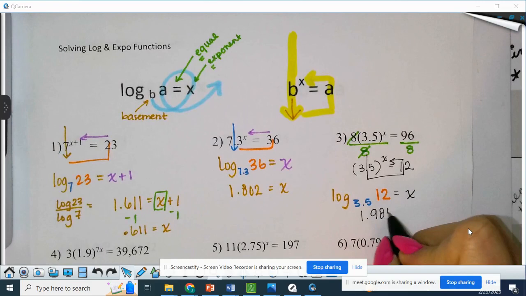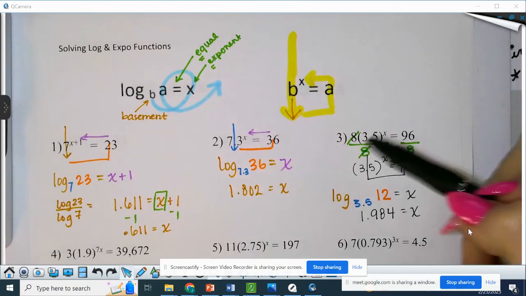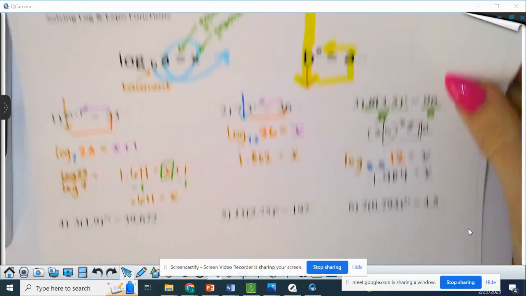984, if I round appropriately, sorry. And then that's your x. All of these examples are fairly just like that. If there's anything in front of it, you have to divide to get it off. I'm going to skip the next 3, I think, unless you have any major questions.